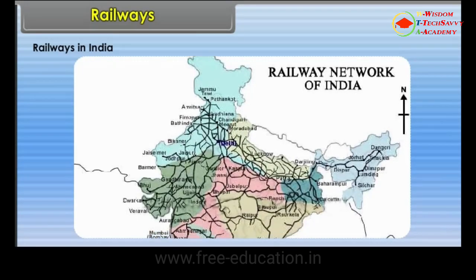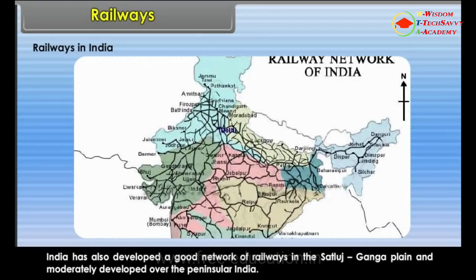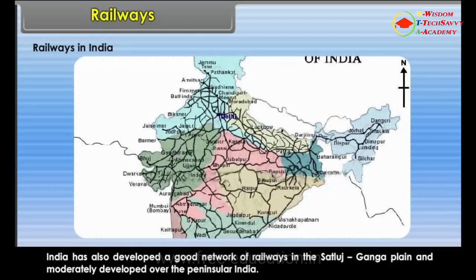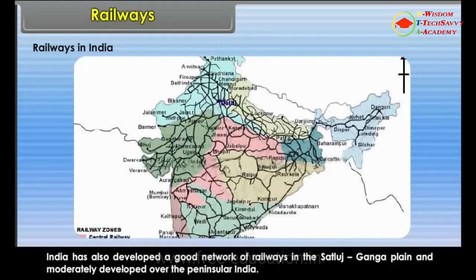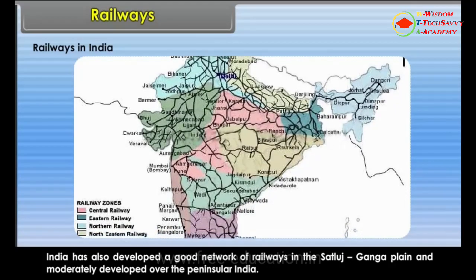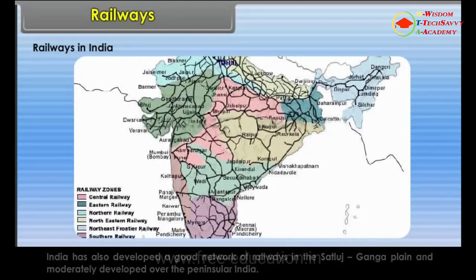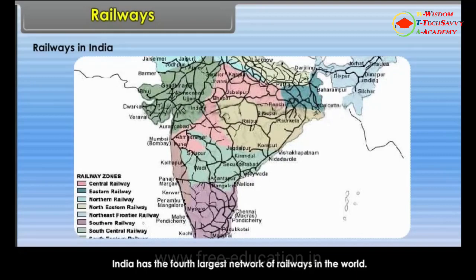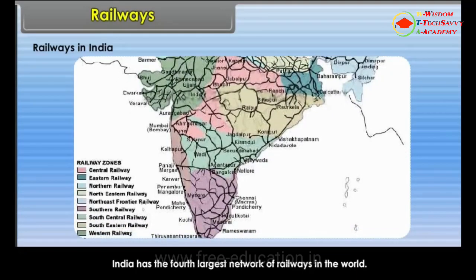Railways in India. India has also developed a good network of railways in the Satluj-Ganga plain and moderately developed over the peninsular India. India has the fourth largest network of railways in the world.